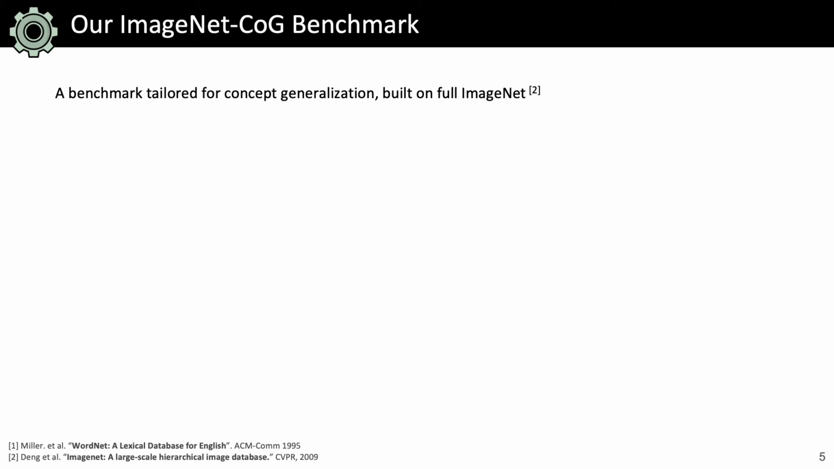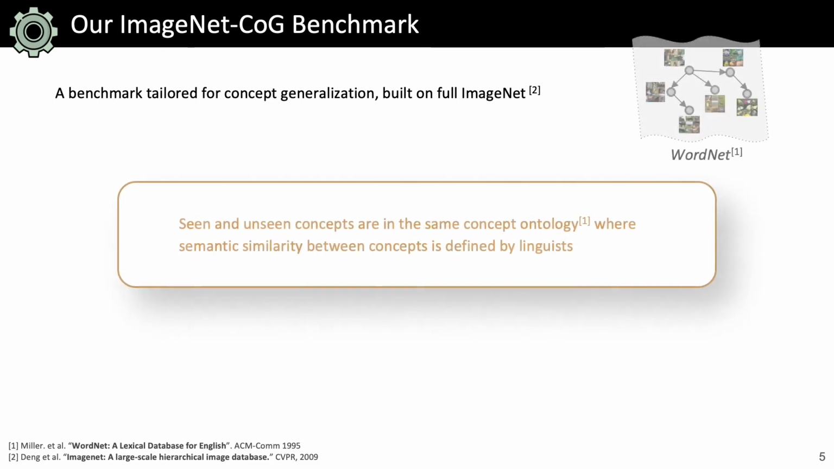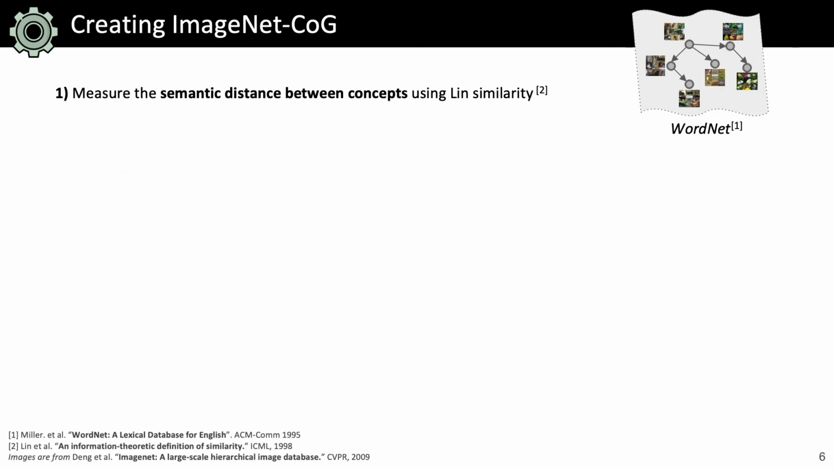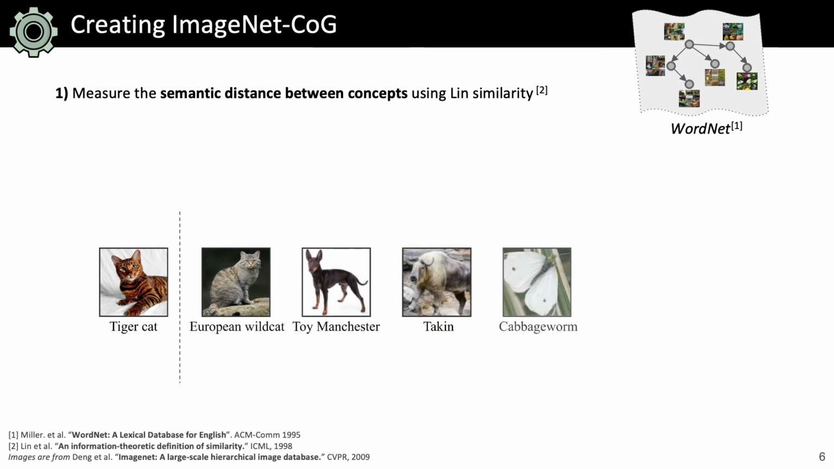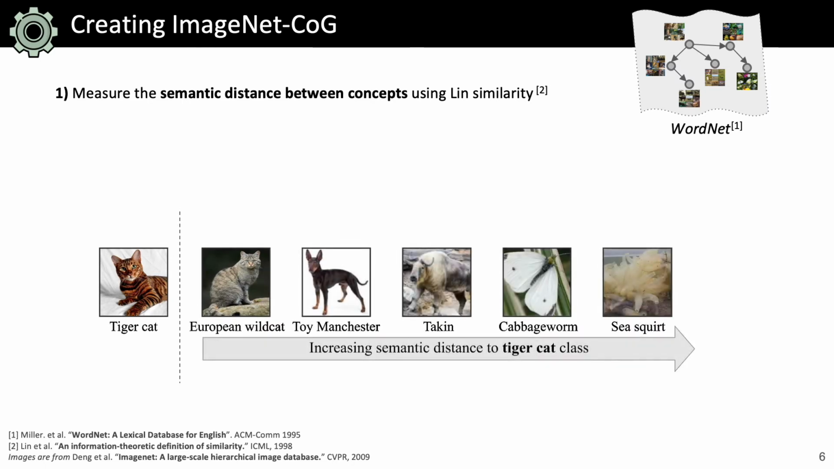We built ImageNet-CoG on the full ImageNet-21K dataset, which allows us to select seen and unseen concepts from the same concept ontology, which is the WordNet ontology, where we have semantic similarity between concepts manually defined by linguists. To create ImageNet-CoG, first, we measure the semantic distance between concepts using Lin similarity, which relies on the WordNet ontology for the concepts. As an example of Lin similarity, here is the tiger cat concept from ImageNet-1K and 5 other concepts from the full ImageNet-21K sorted by their semantic distance to tiger cat.